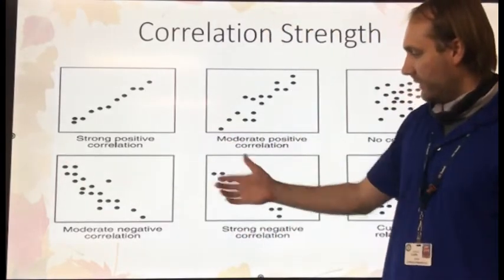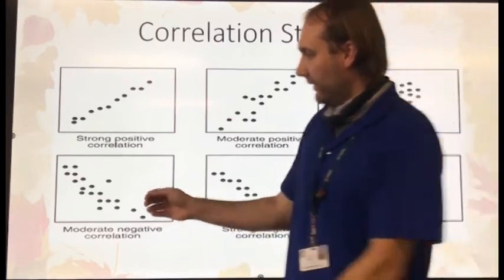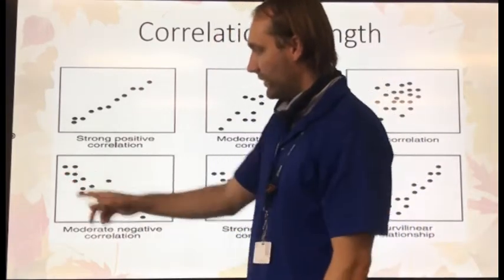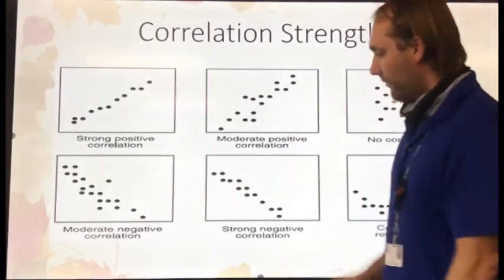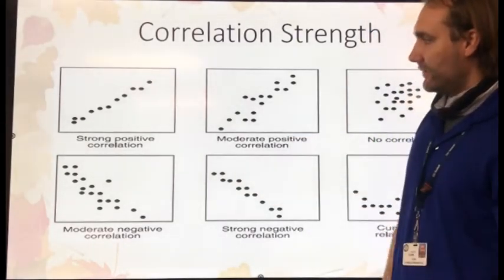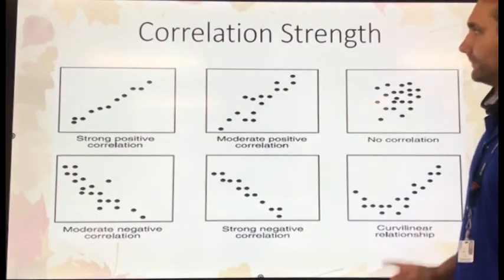This will be my strong because it looks closer to a line. This one looks a little bit spread out, but I do see a trend. So take note of how compacted they are, how more of a line they represent, and that should tell you the strength of the correlation.